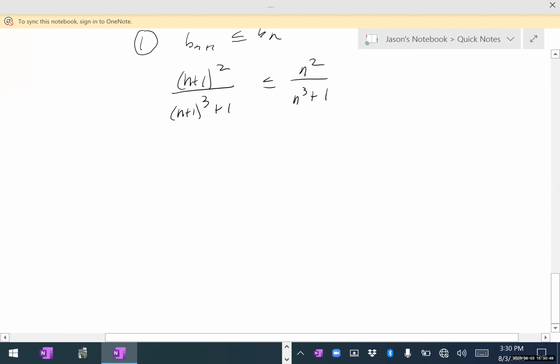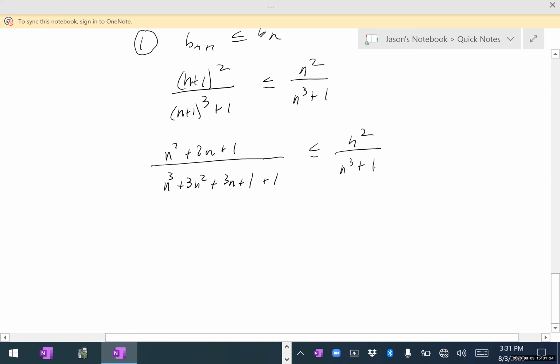Let's see what happens here. So, let me multiply this guy out. The top is n squared plus 2n plus 1 over n, and I'm going to multiply this out using Pascal's triangle. This is n cubed plus 3n squared plus 3n plus 1, plus 1. Okay, nice. Is less than or equal to n squared over n cubed plus 1.